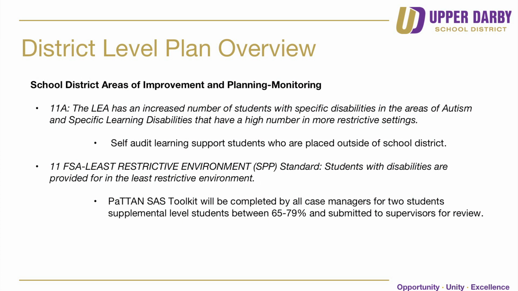The last two areas come from our comprehensive cyclical monitoring, or the 11A, which is the number of students with autism and SLD, specific learning disability, in outside placements. One of the things we're looking at is doing a self-audit of all those students who might have a learning disability. Why are they placed outside? Why are their needs so great that we can't meet them in our own district? So we're doing a self-audit of that to make sure we're doing everything right and can improve in that area. And then, of course, LRE for FSA number 11, again coming from the cyclical monitoring, aligns with indicator 5 for LRE as well.